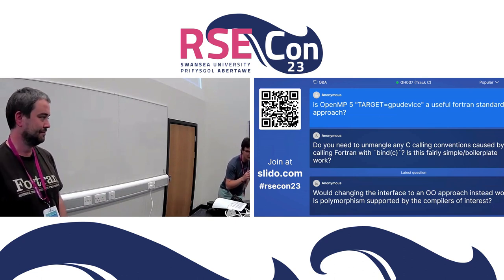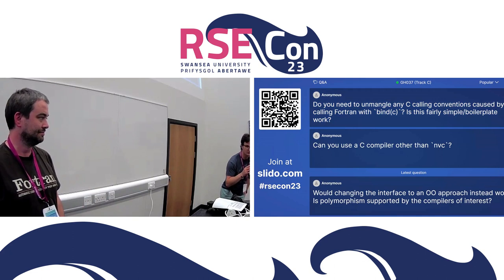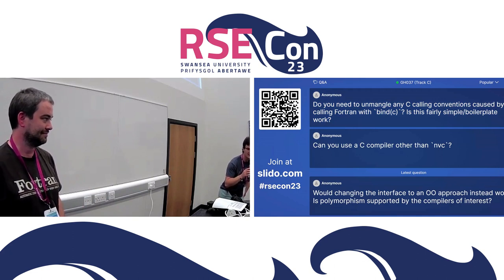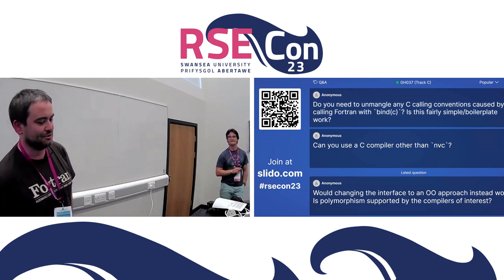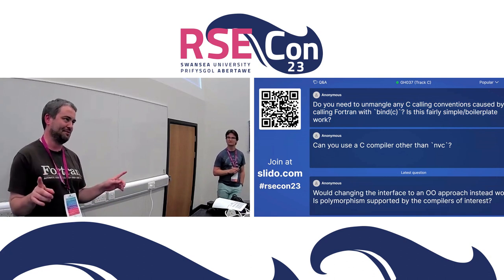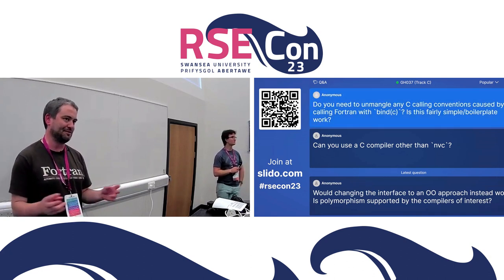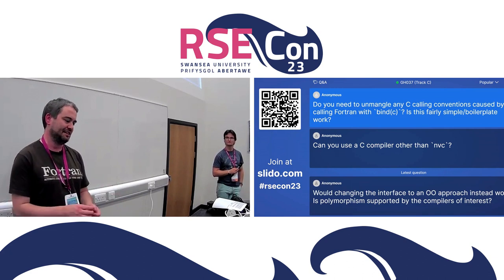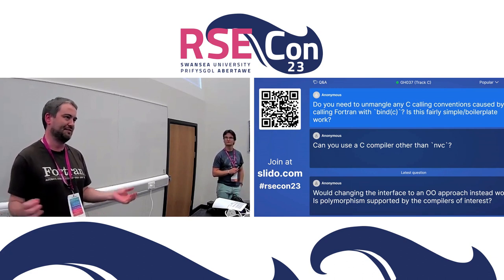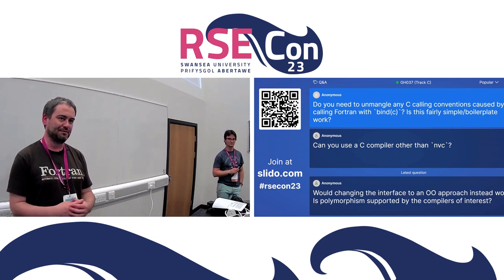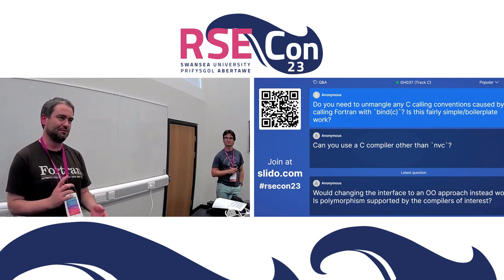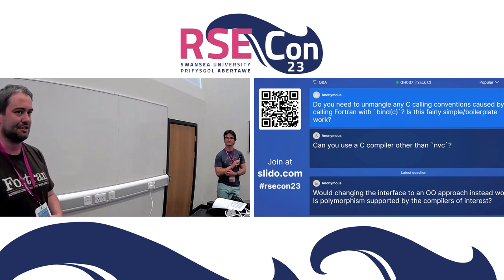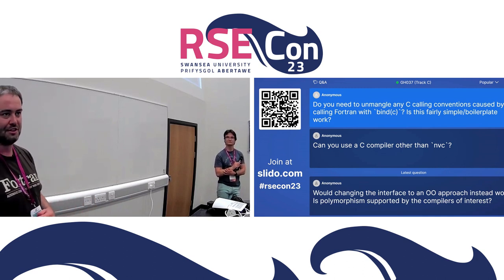Is there a need to unmangle any of the C calling conventions caused by calling Fortran with bind C? And if so, is this fairly simple boilerplate work? Yes. So we avoided that, which is why we were going for what was described as a BLAS-like interface. Basically, if you keep everything flat in memory, then it's quite straightforward. Whereas if you have more involved data, so even just two-dimensional arrays, then you have to handle how the different Fortran compilers lay this out. If you do want to know more about that, I would recommend visiting the blog, which was on a previous slide.